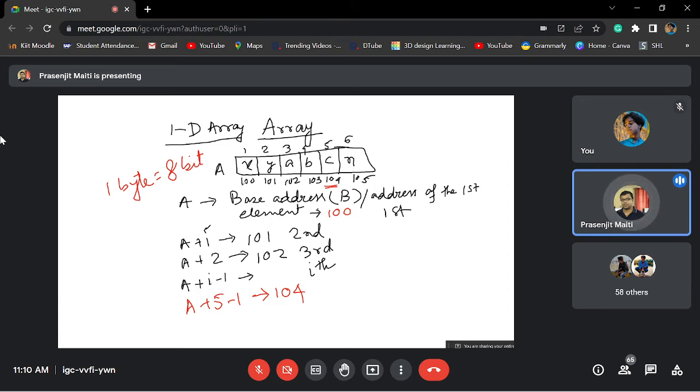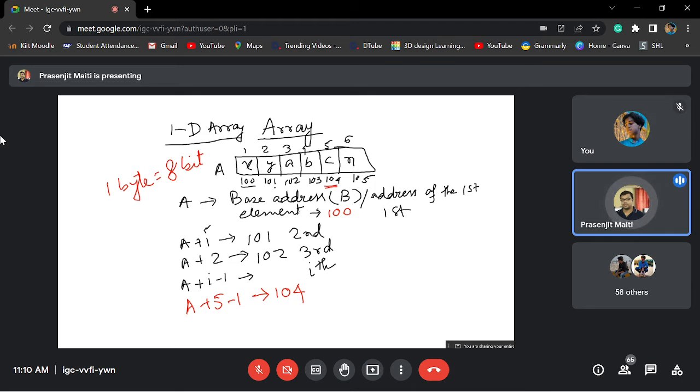Now this is the base address. What is the base address? Base address means the first element address of the array. The first element address of the array is called the base address. It is base address 100. So the next address is 1 byte long, so 100 plus 1, 101. What is the next address? 100 plus 2, 102. What is the next address? 102 plus 1, 103.